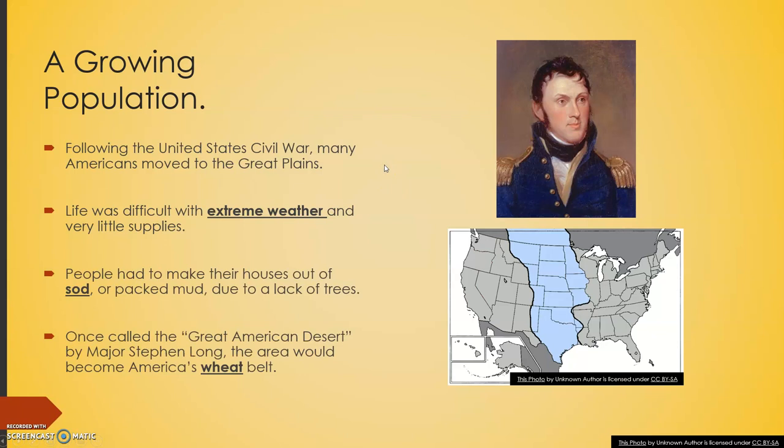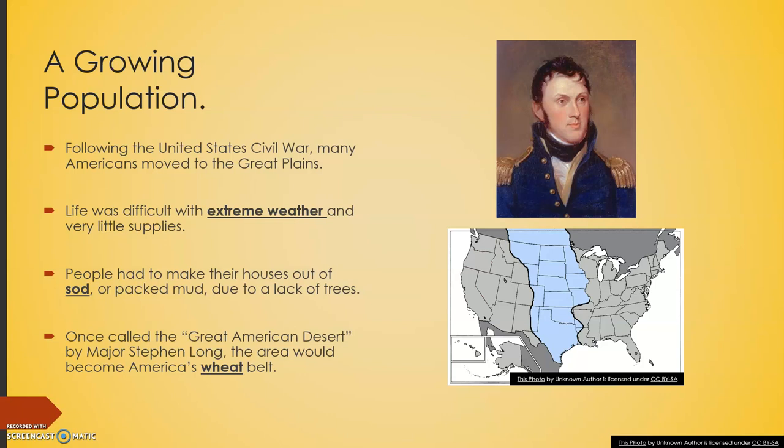Speaking of that, people had to make their houses out of sod. Sod is packed mud, usually has some grass in it, but because there were not a lot of trees on the Great Plains, people didn't have any timber or lumber to make cabins or homes or buildings. So we'll be able to show you this later on, hopefully in live classes, what a sod house looks like. That's what a lot of people used to live in.